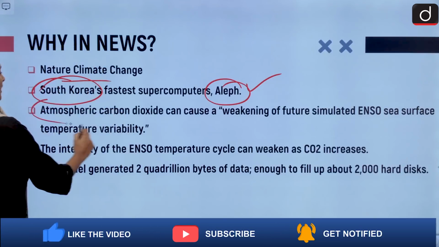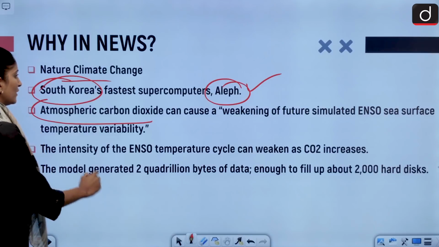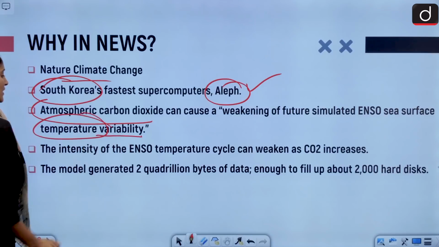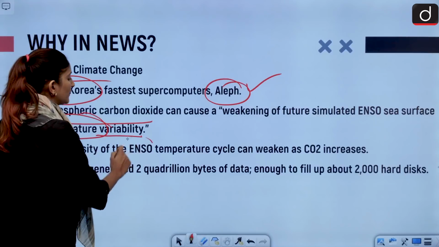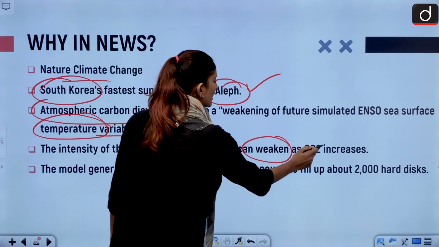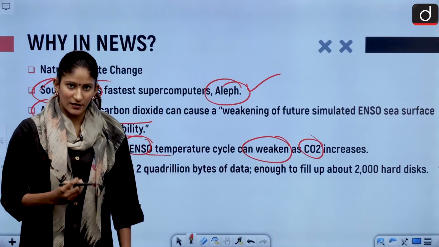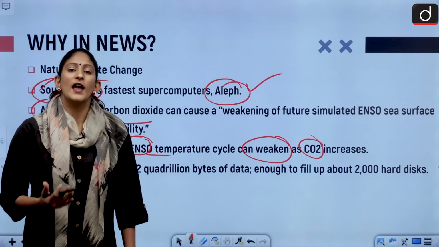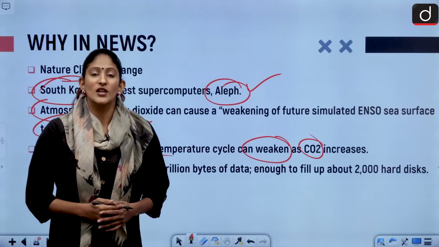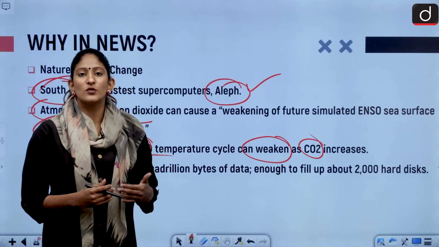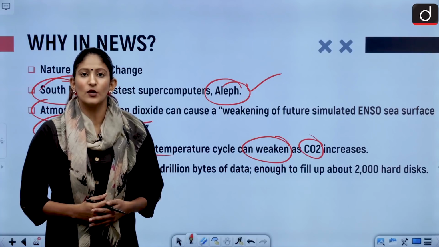Atmospheric carbon dioxide can cause the weakening of future simulated El Nino sea surface temperature variability, and the El Nino Southern Oscillation, the intensity of the temperature cycle, can weaken as CO2 increases. So when CO2 increases to double, the weakening will be more, and this weakening will have an impact on climate change. And if it is raised to quadruple, that means 4 times the CO2, the system will become more intense and robust.